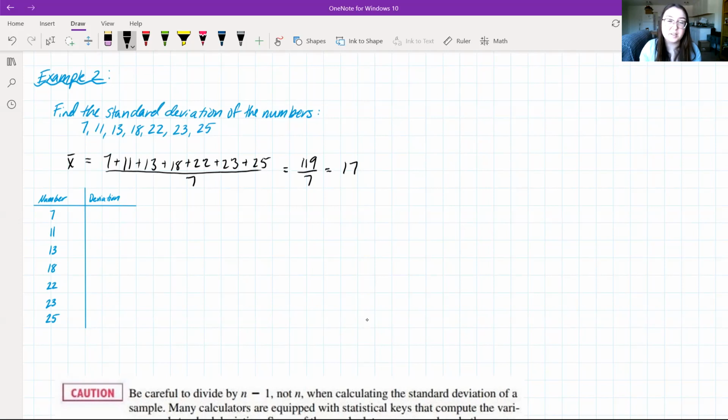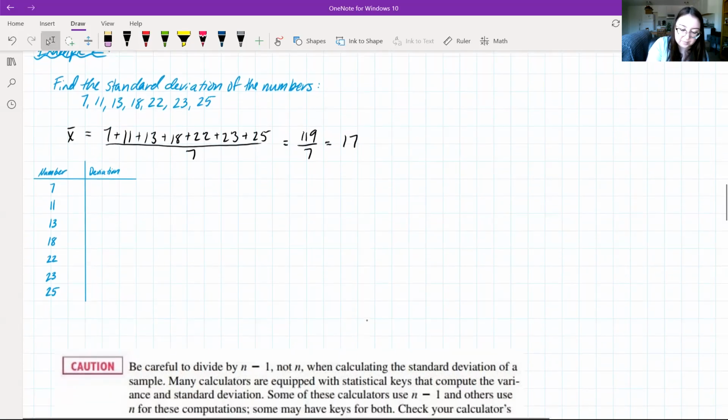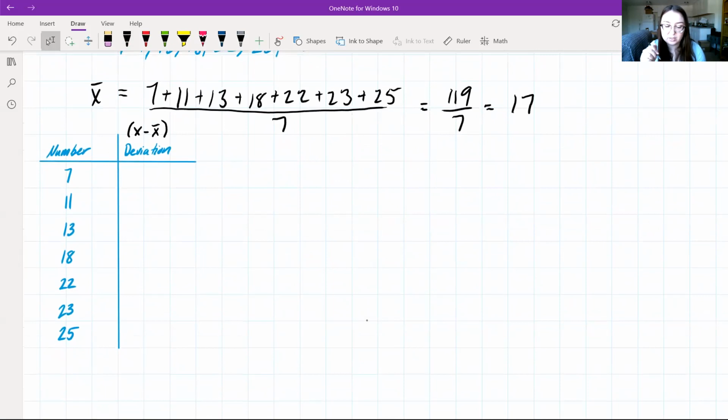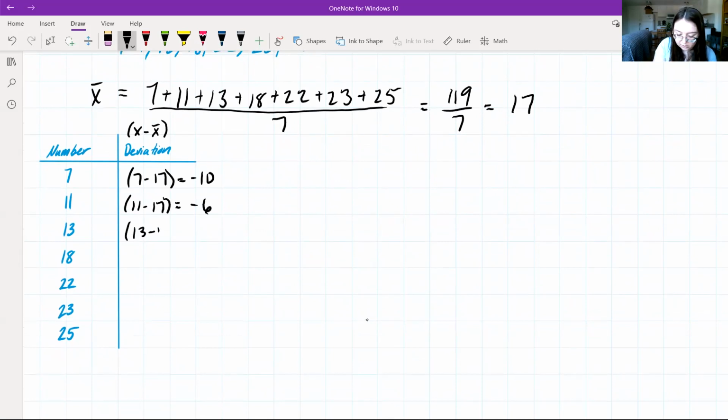When we go to find our deviations, remember we're taking our number, that value of x, minus x bar. So we're going to take 7 minus 17, which is negative 10. Then we have 11 minus 17, which is negative 6. 13 minus 17 is negative 4.